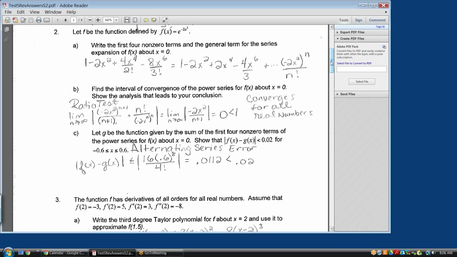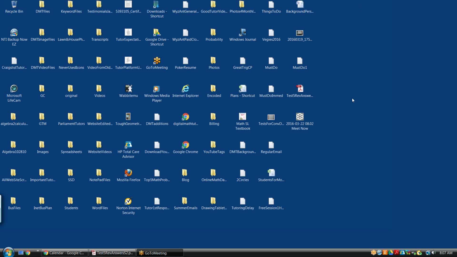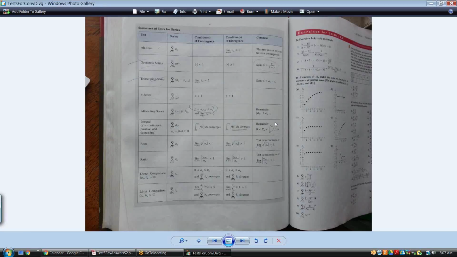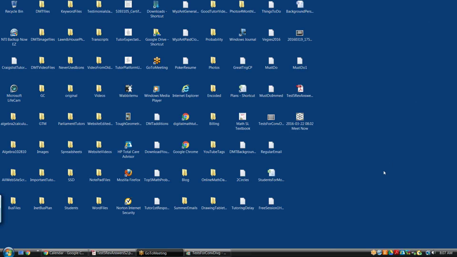Number 2. What's the easiest way to do number 2? Just plug it into the series for e. Right, exactly. In other words, we know the series for e. Here, let me bring up my list of convergence tests for divergence. Oh no, that's not what I want. I want the series one. You have all those memorized.